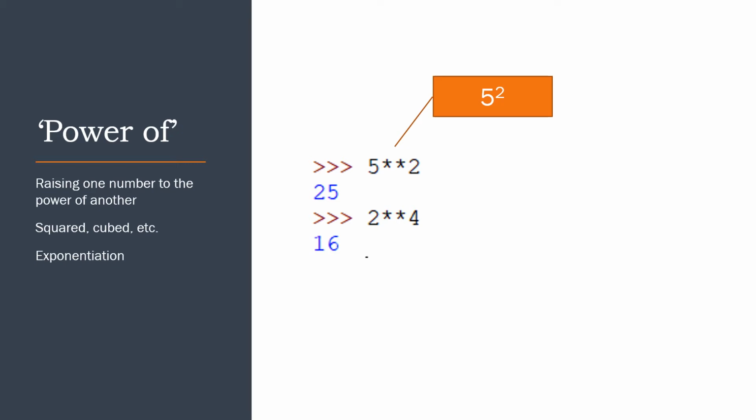So what's 2 star star 4? If you've got a bit of paper, write it down so you can check that you've got it right. And the answer is 2 to the power 4. That is 2 times 2 times 2 times 2, or 16. Now you know what the double star means.